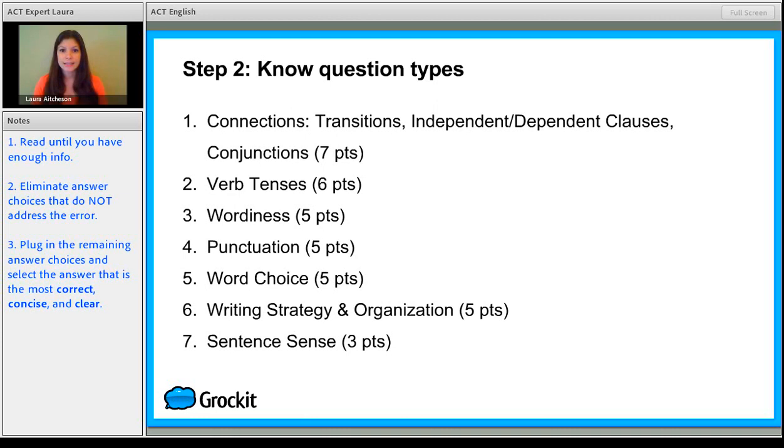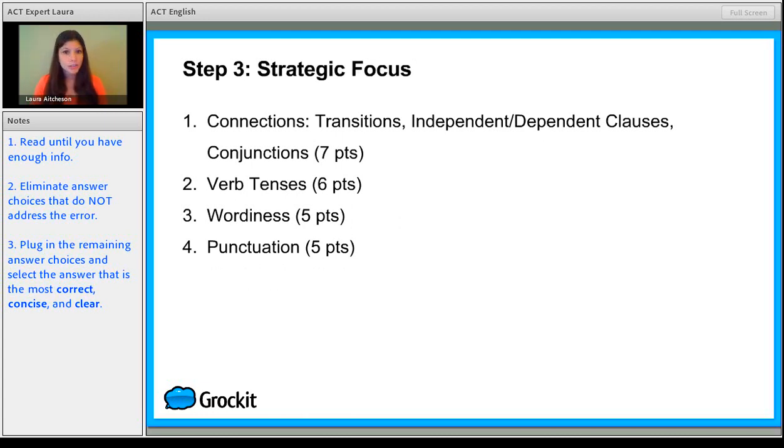So for your practice this week, you are going to be looking at the essays as a whole, but you're really going to be concentrating on 4 specific things. Our strategic focus for this week are foundational concepts, and they're actually big point makers or point getters. You are going to have 23 points that are focused in connections, verb tenses, wordiness, and punctuation. So we're going to go through all of those types of questions so you can check out what you're supposed to be looking for. As you're practicing this week, we don't expect you to be getting perfect 36s. We're looking specifically at 23 points that you're going to want to get as a foundation before we start adding on.